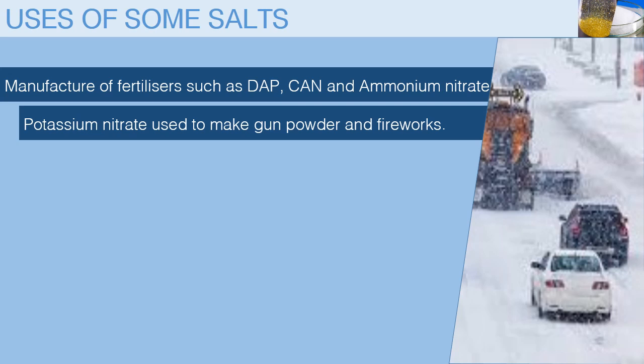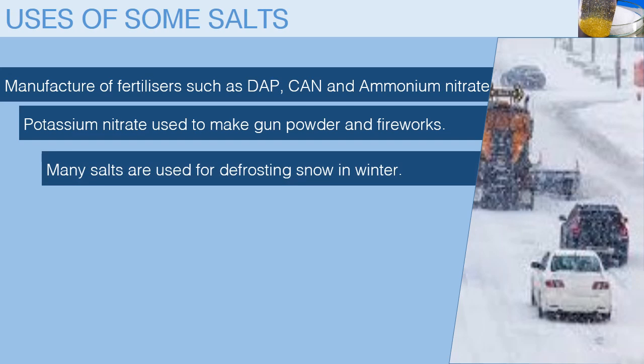Next, potassium nitrate is used to make gunpowder and fireworks. Spectacular fireworks used during celebrations are a result of the knowledge of salts. So potassium nitrate is very important.